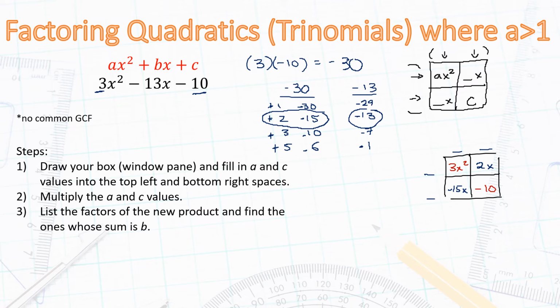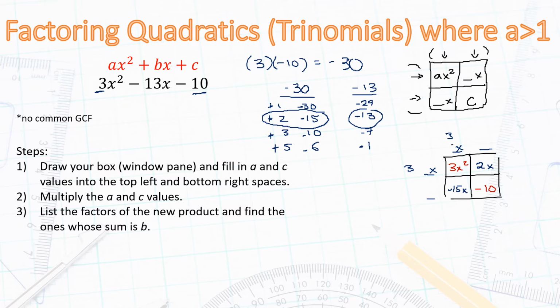So you start with the top left, the 3x squared. The only way to make x squared is to multiply x by x. And then to make 3, you have to multiply a 3 and a 1. Now 3 could go up here or it could go over here. You have to use a little bit of logic and say, well, if I put the 3 over here, 3 times what is 2x? I'm going to be talking about a fraction, which is not great. I don't really want that.